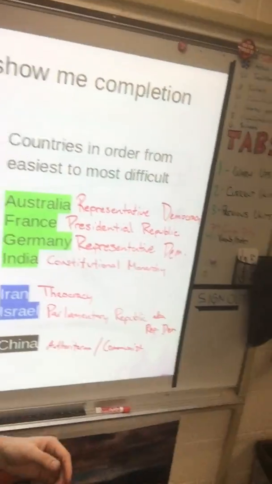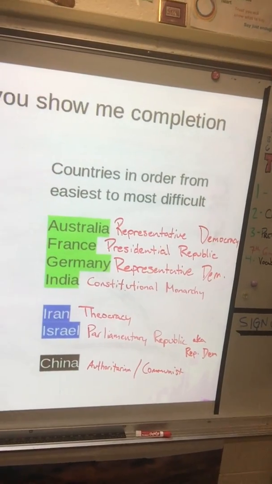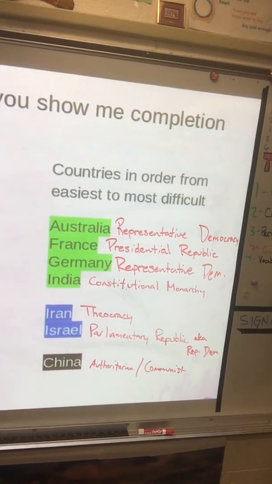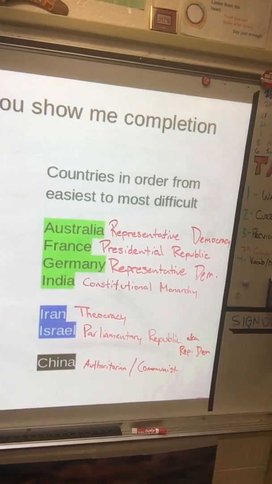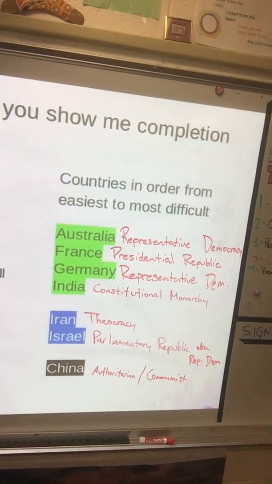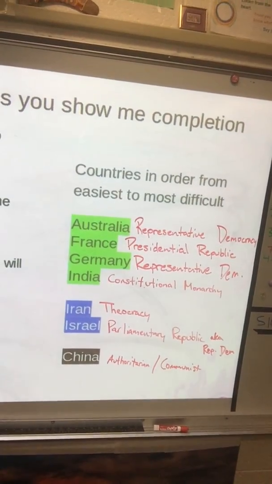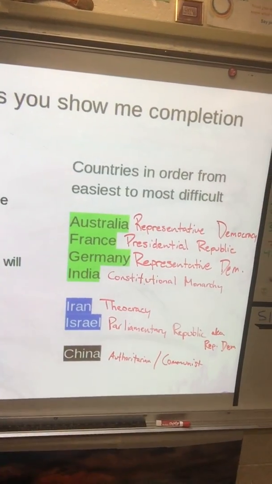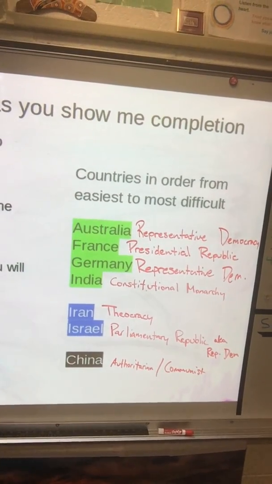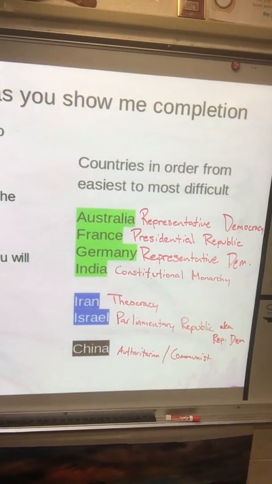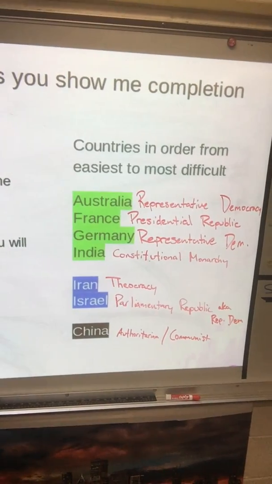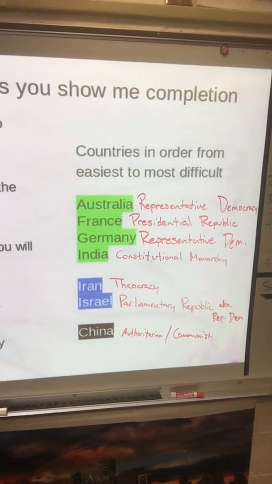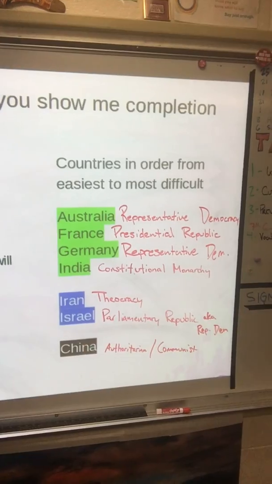So, the last thing I'm going to say to you is with each government. Australia, they are a representative democracy. France is a presidential republic. Germany, representative democracy. India, constitutional monarchy. Iran is a theocracy. Israel is a parliamentary republic, also compared to a representative democracy. And then China is authoritarian communist. Okay? You should have at least something that is connected to these on that graphic organizer.